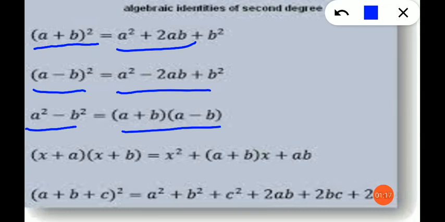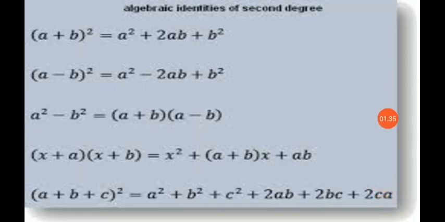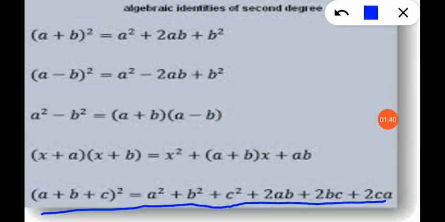Fourth identity is (x plus a) into (x plus b), which is equal to x square plus (a plus b) multiplied by x plus ab. And the last identity of degree 2 is (a plus b plus c) whole square, which is equal to a square plus b square plus c square plus 2ab plus 2bc plus 2ca. So these are the 5 algebraic identities of degree 2. I hope that you have learned all these identities.